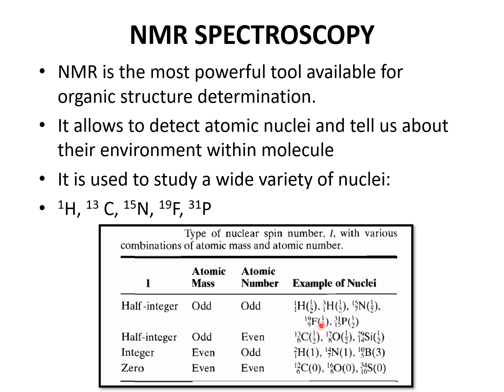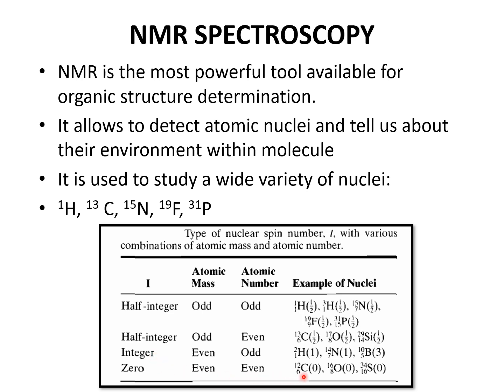If I consider C13, O17, then their atomic number is even, but their atomic mass is odd. So their spin is again half integer. Similarly, if I take 2H1, that is deuterium, its atomic mass is even, but atomic number is odd. So this can also be detected. Its spin is integer.